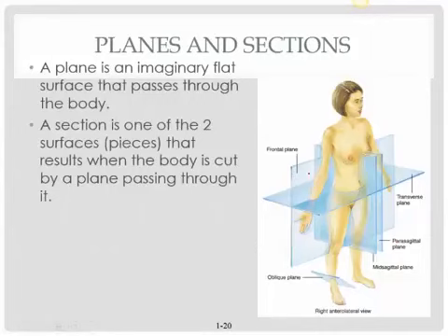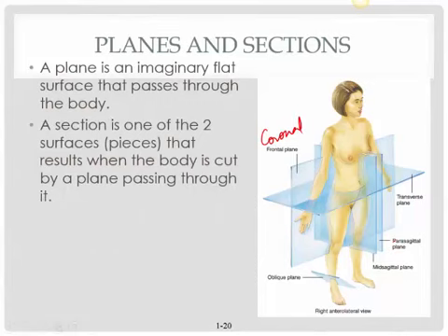Then we have a plane which you can see here going across this way in such a way that it divides the body into a front portion and a back portion. Such a plane is known as the frontal plane or also known as the coronal plane.